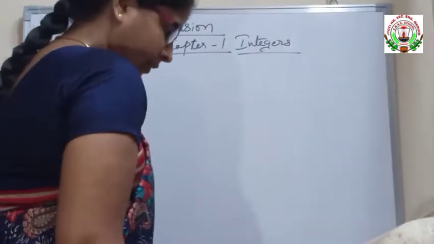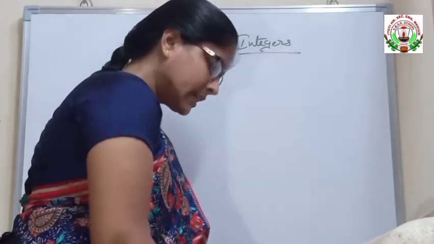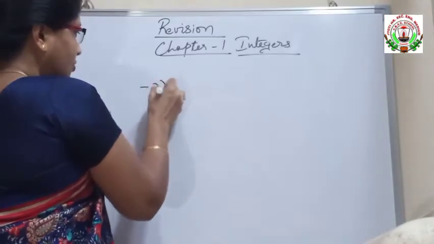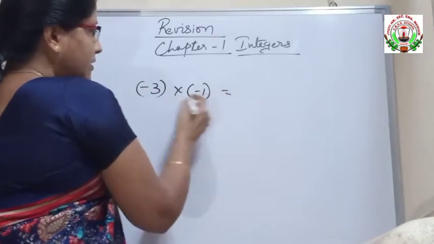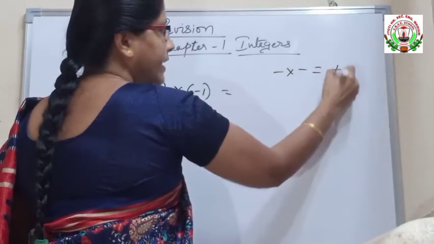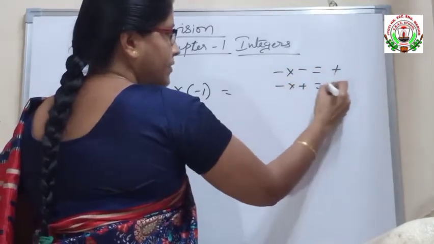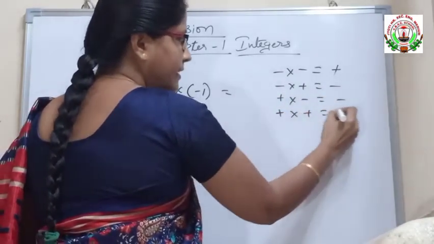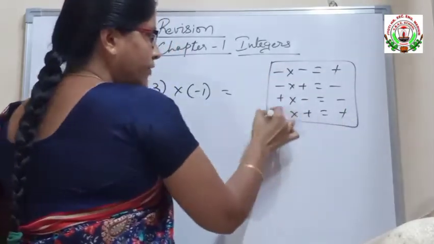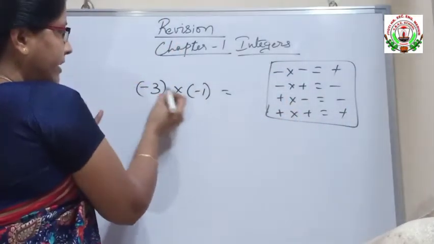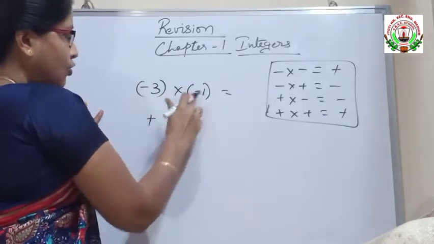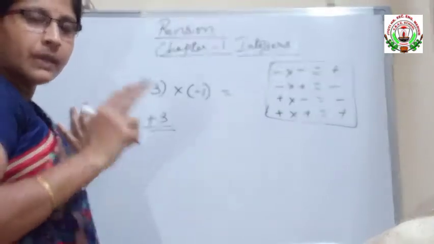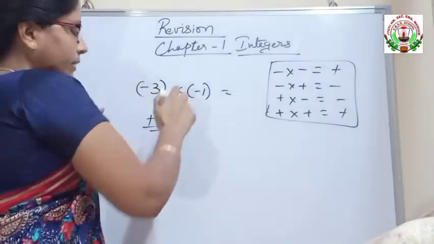Next, they have given products, multiplication: -3 into -1. See, minus into minus we get plus. Minus into plus is minus, plus into minus is minus, and plus into plus is plus. Using these 4 rules we are going to solve these questions. Minus into minus first, plus. 3 into 1 is 3. So the answer is plus 3. Every time, first you have to multiply the signs and then the numbers.